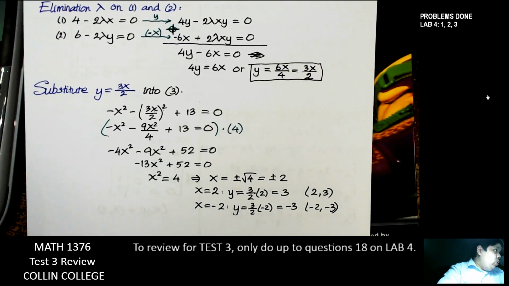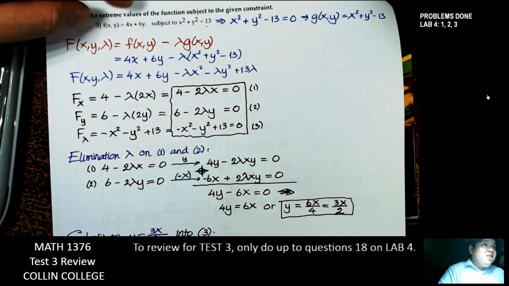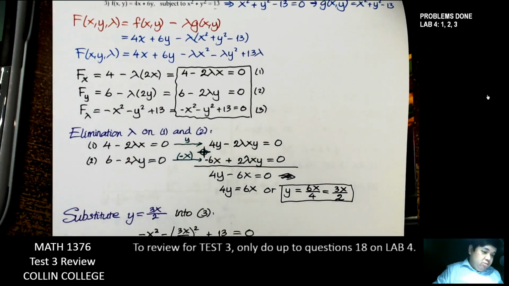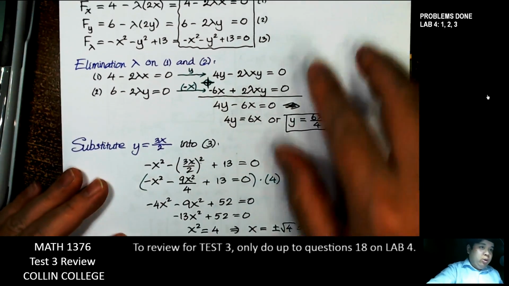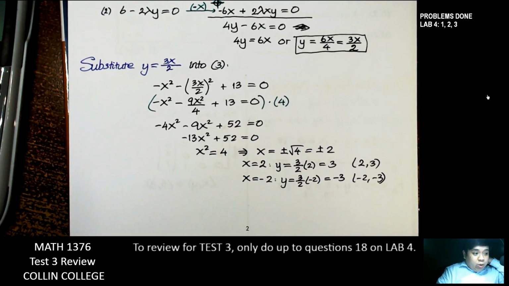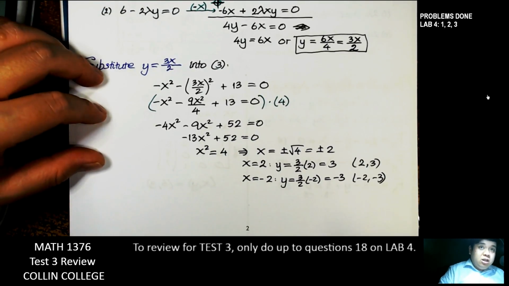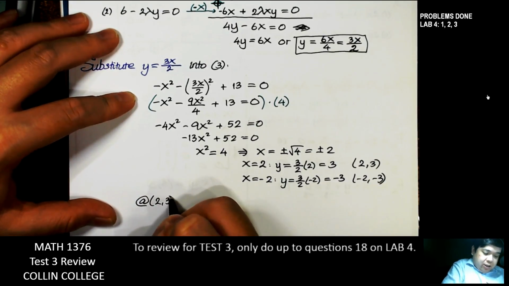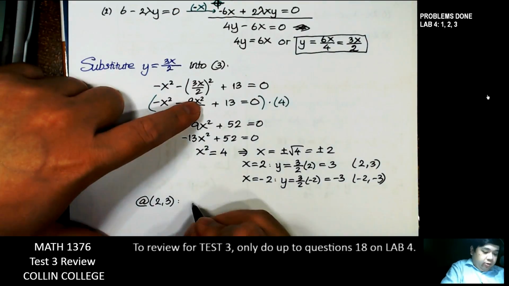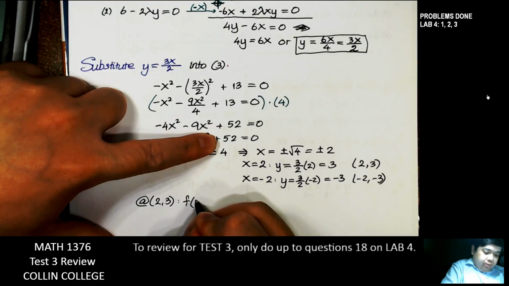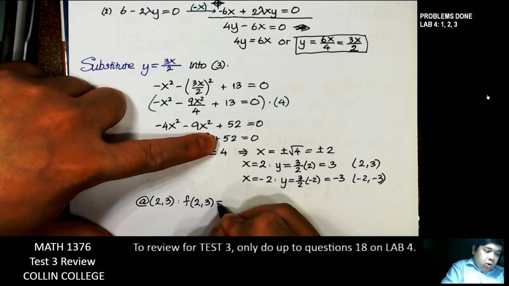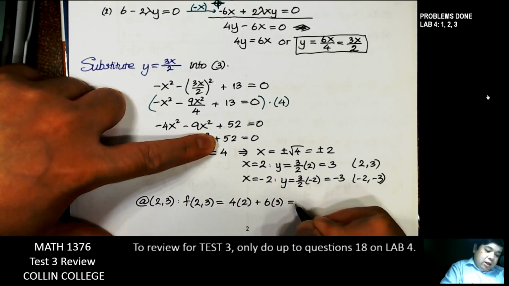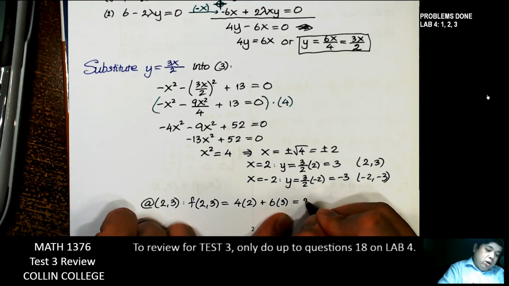Right. There's a problem with this. The original question did not ask us to find the maximum or the minimum, just find the extreme values, meaning if they're both max or min, we need to find both. The only way we can say that it is a maximum or the minimum is just to test them. So at 2 and 3, we just put it back into the function of 4x plus 6y, so 4x is 8, 6y is 18, and that is 26.